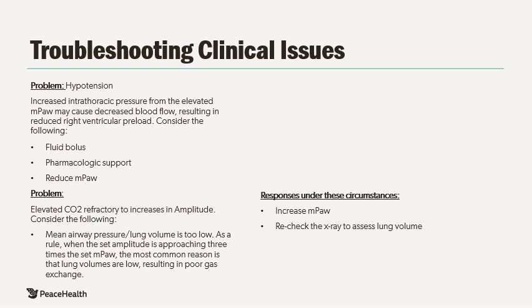Last is an elevated CO2 refractory to increases in amplitude. Well, our mean airway pressure or lung volume may be too low. As a rule, when the set amplitude is approaching 3 times the set mean airway pressure, the common reason is that lung volumes are too low, resulting in poor gas exchange. So to correct this, we might want to increase our mean airway pressure. We also may want to reassess lung volumes and get an X-ray.